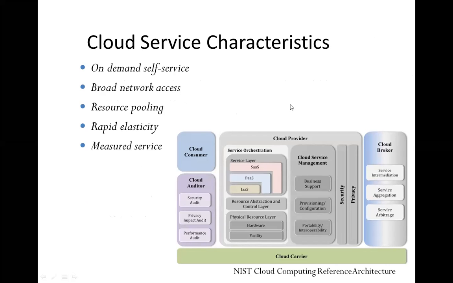So basically, we know what the basic characteristics of cloud service are. On-demand self-service, we have discussed that. Broad network access is provided by the cloud architecture. Resource pooling is there. Rapid elasticity is there, and a measured service is also provided by the cloud computing environment. So these are some of the advantages of the cloud computing architecture, and we have discussed these things in the very first lecture.